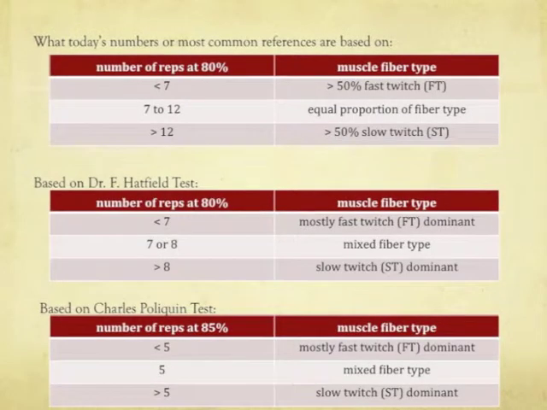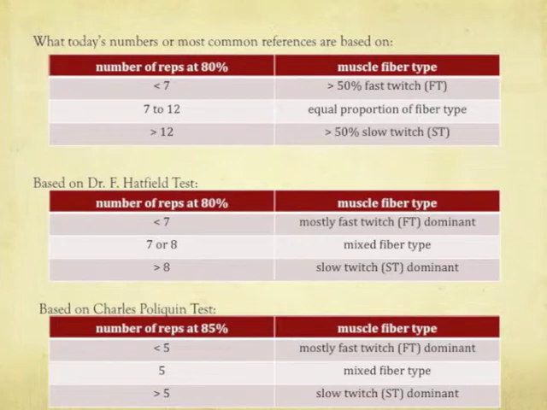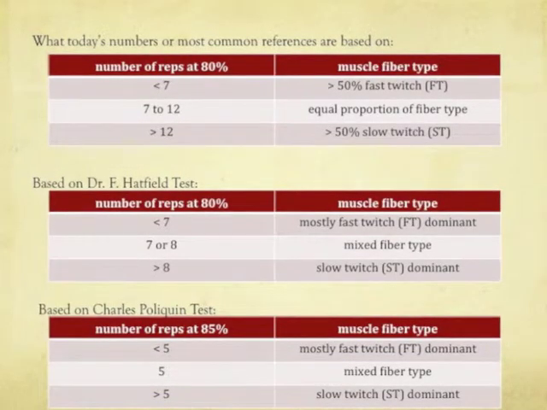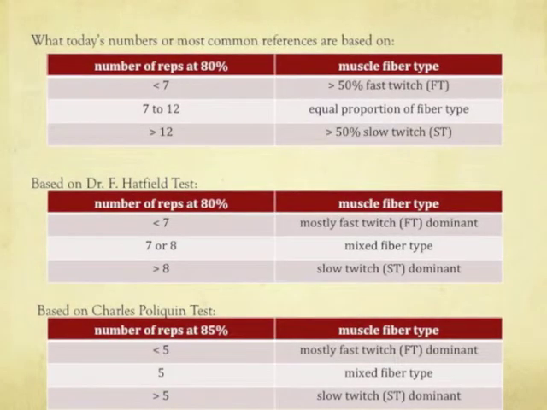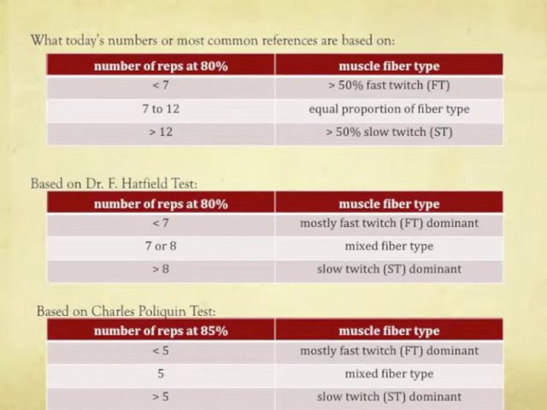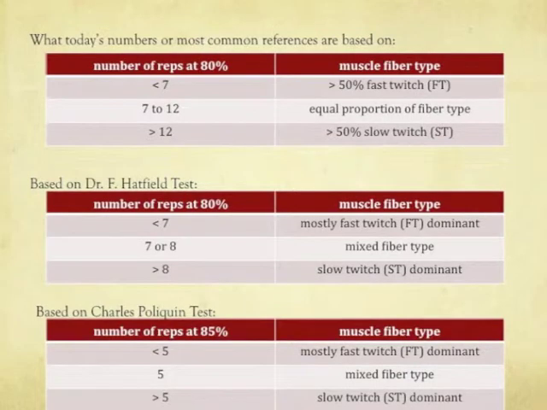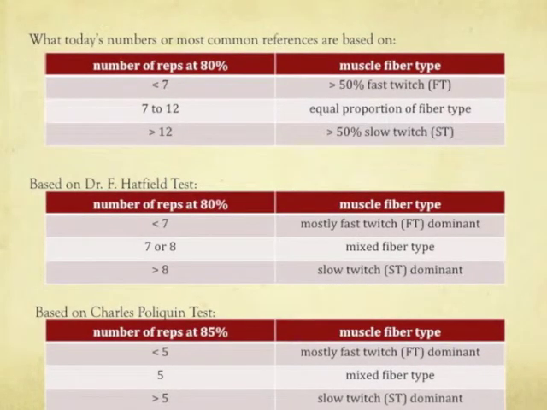So with your fast twitch fibers, you have more of anaerobic power, and for slow twitch fibers, you have more of aerobic power. So you're able to do low weight with higher reps. But when you have greater fast twitch fibers, you're able to do lower reps and greater weight. The next 2 tables tell you the same thing. It just gives you a little bit different numbers for the amount of reps that you performed at your 80% max.